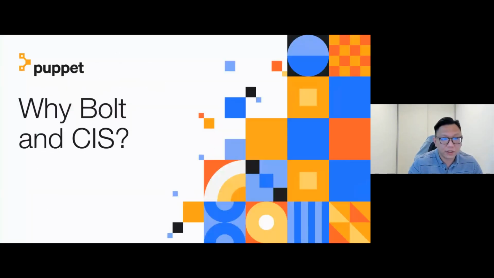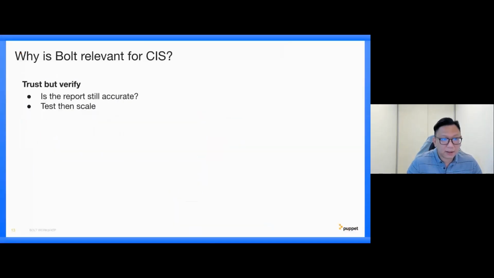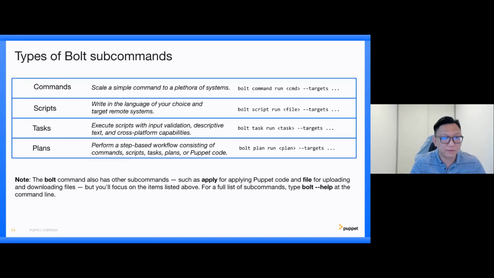All right, so moving on. So why Bolt and CIS? Why is Bolt relevant for CIS? You can trust, but you verify. So testing whether your report is still accurate. You test for one or two nodes, and then you scale it to the rest of the estate, your infra.